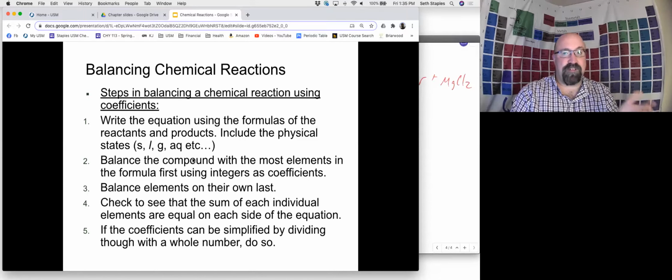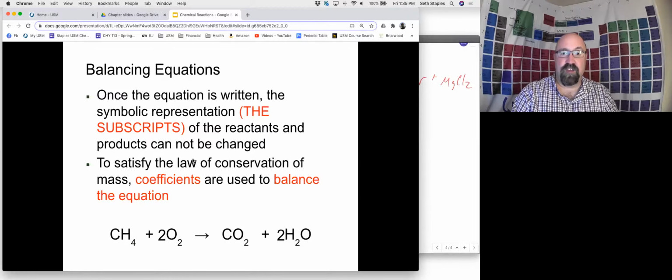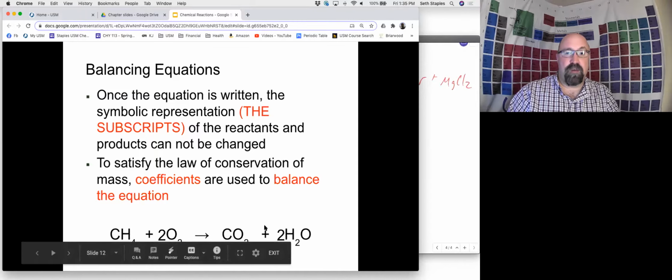So we have various steps in writing a balanced chemical equation. We write the equation using the formulas of the reactants and the products. We usually want to include our physical states. Balance the compound with the most elements in the formula first. We'll see an example of what we mean by that. Any element that's on its own, save that for last. So in this last equation, for instance, we would have wanted to balance the hydrogens first, and then we could have taken care of our oxygens, because oxygen was by itself here.